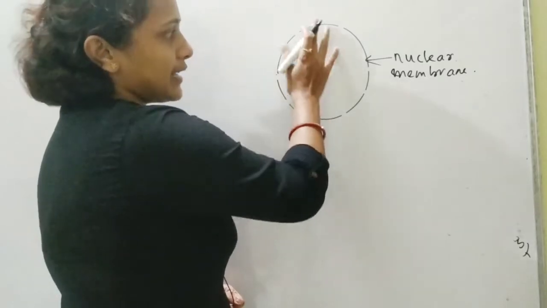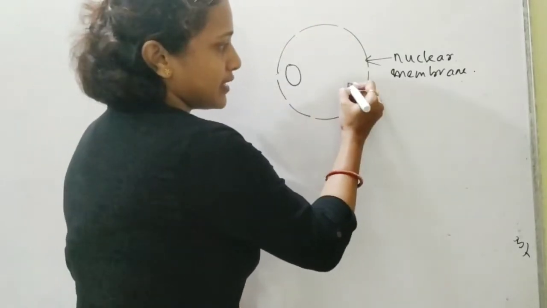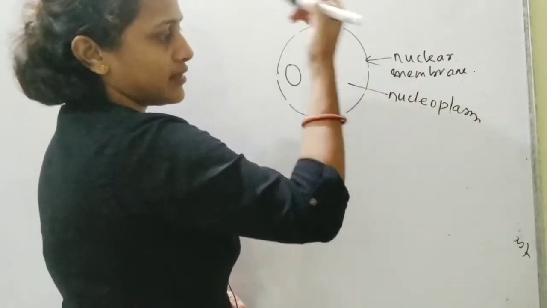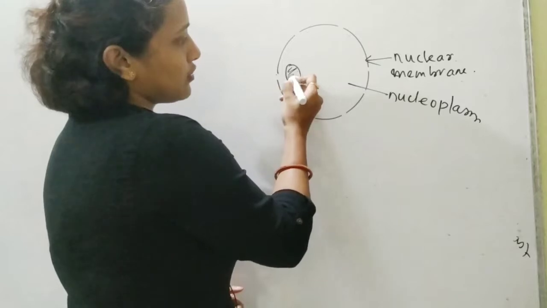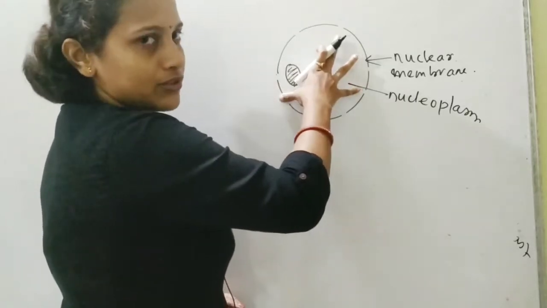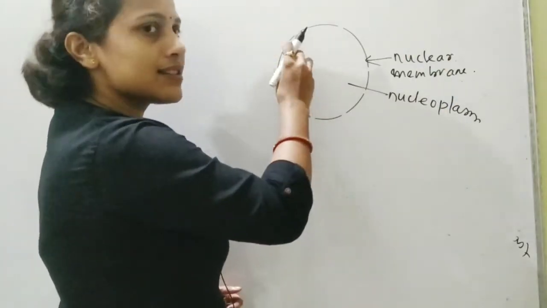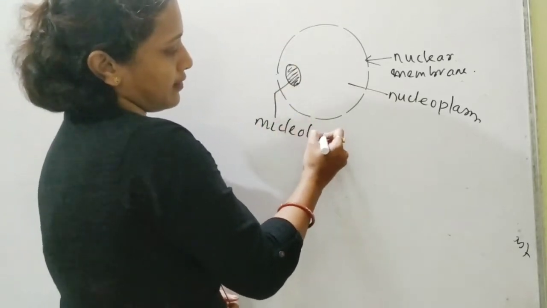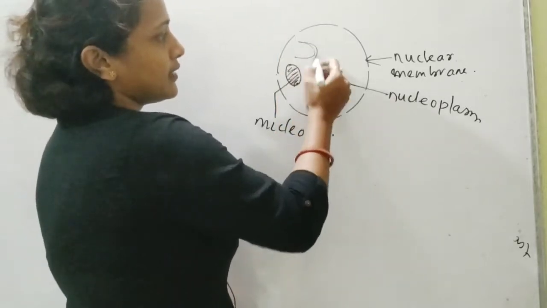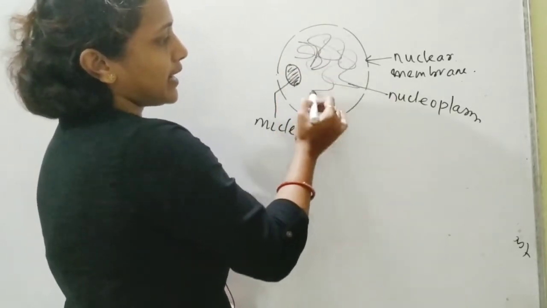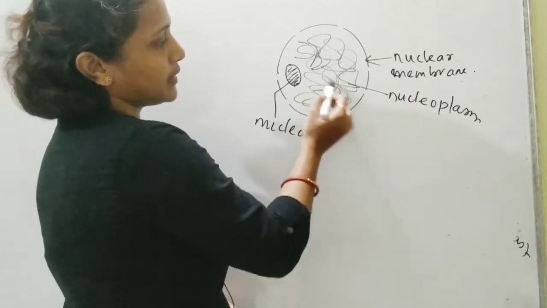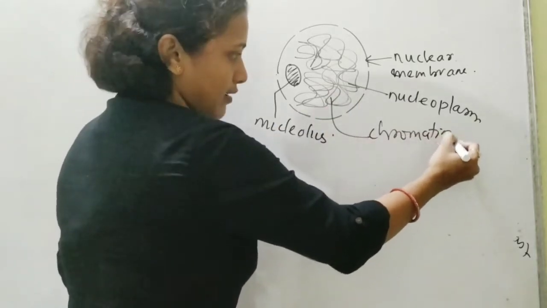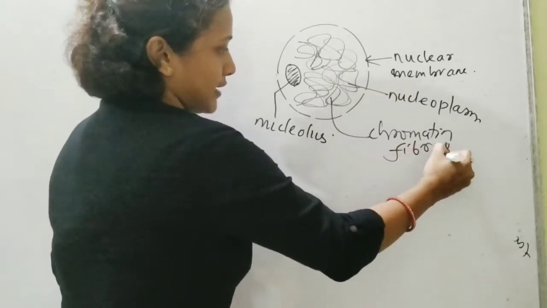Apart from that, the entire content inside the nuclear membrane is called the nucleoplasm. Cytoplasm, protoplasm, now comes the nucleoplasm. The nucleus itself is a small structure in the huge cytoplasm. Inside the nucleus, another small structure is there, that is the nucleolus. Apart from that, there are a lot of thin fiber-like structures, a meshy network. This is nothing but the chromatin fibers. Very important thing, the chromatin fibers.